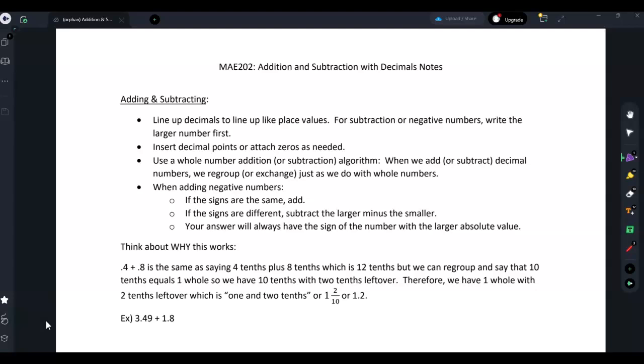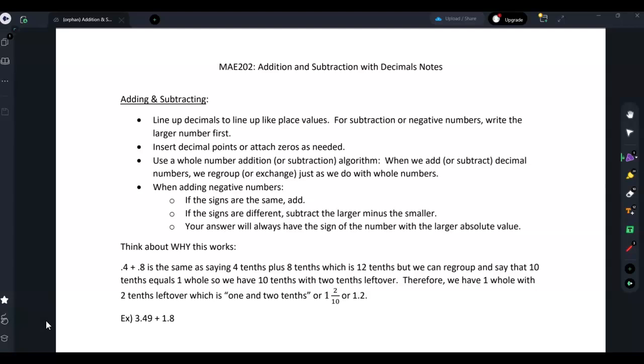So remember, if the signs are the same, we add the two numbers. If the signs are different, then we subtract the larger one minus the smaller. And then either way, whether we have the same signs or different, we're always going to take the sign of the larger number, or technically the larger absolute value. And that's the sign that will go on our answer.